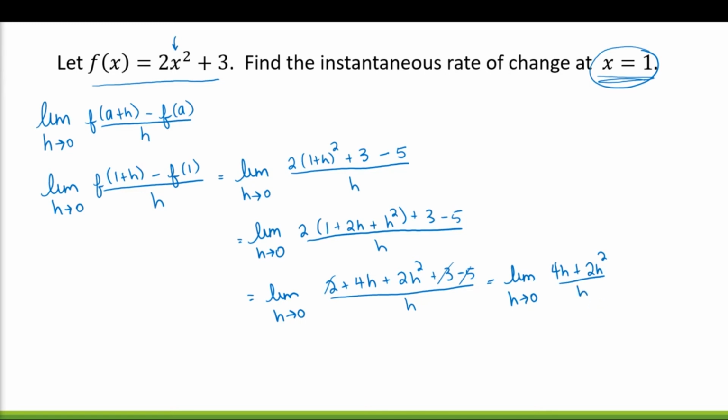over h. And I can factor an h out of that numerator. So we have the limit as h approaches 0 of h times 4 plus 2h over h. And I'll cancel that common factor. And I'm left with the limit as h approaches 0 of 4 plus 2h. And as h goes to 0, this will just be 4.